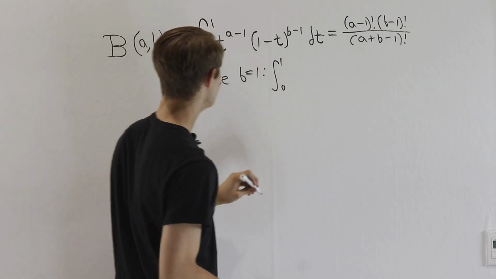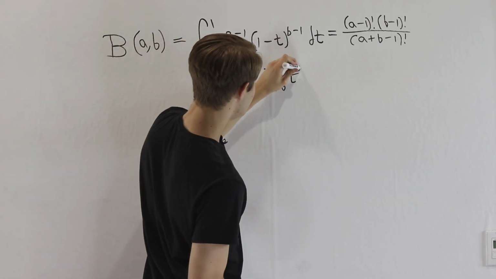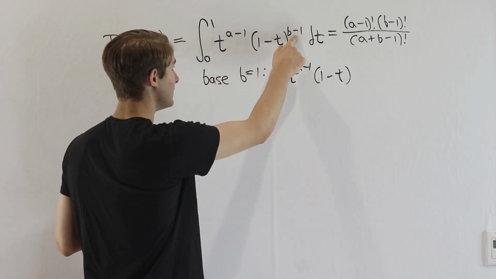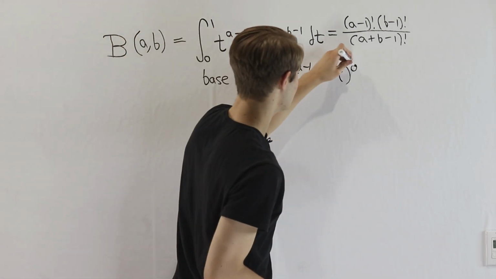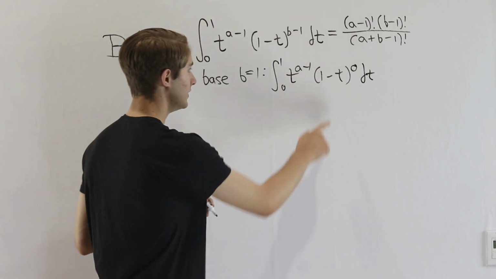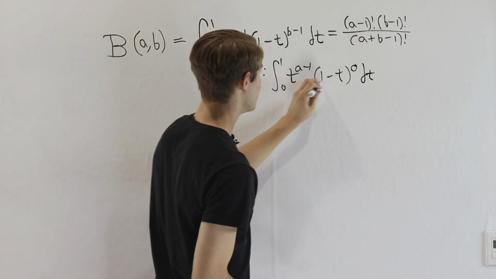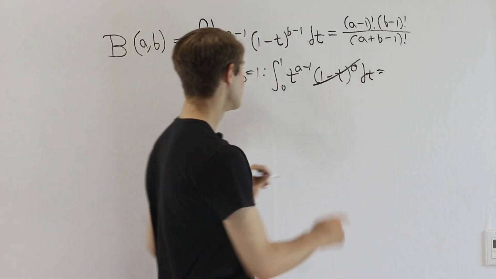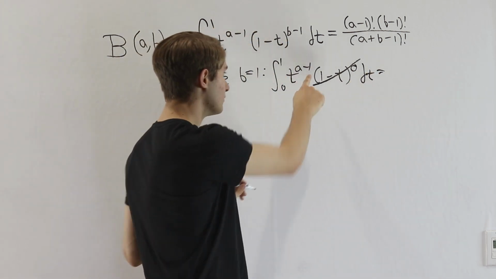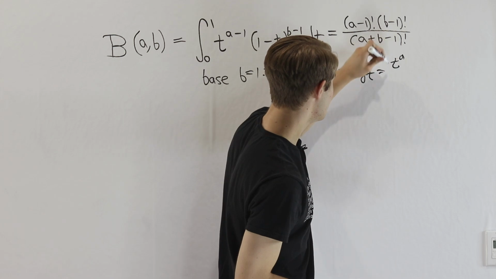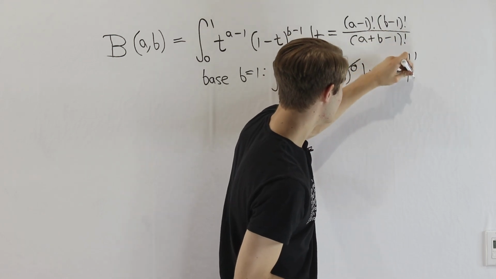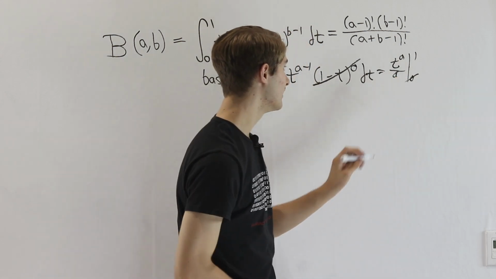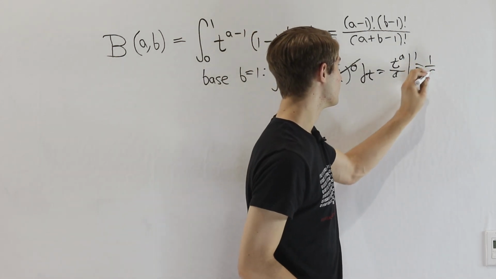That way, when we do the integral from 0 to 1, we'll get t to the a minus 1, and then 1 minus t, b is 1, so we get 1 minus 1 is the power, which is just 0, dt. And then if we take anything to the power of 0, that's just 1, so we can ignore this multiplication. And that gives us the integral of t to the a minus 1 is just t to the a over a. We evaluate that at 1 and 0. Well, 0 to the a is just 0, so we can ignore that. And we're just going to get 1 over a.